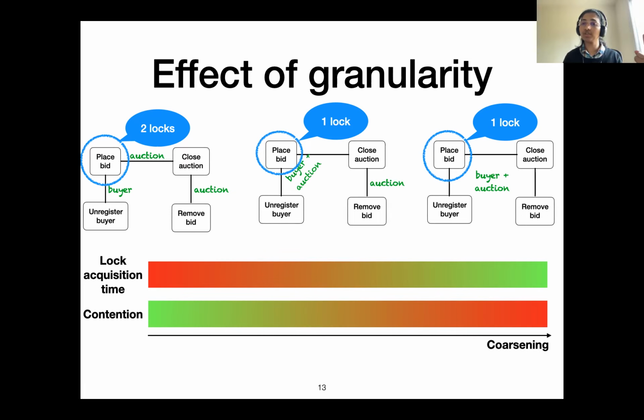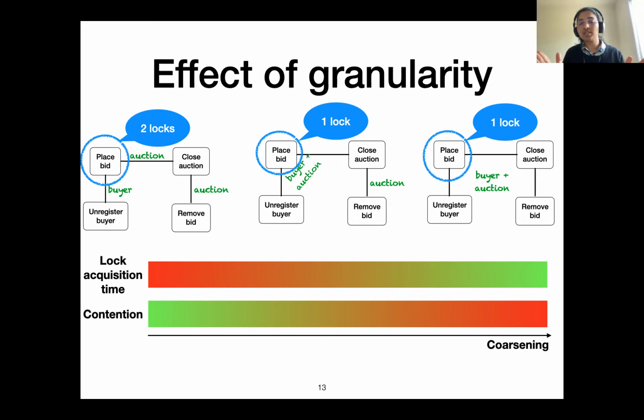And since we already saw that place bid is the most frequent operation, acquiring 2 locks increases the lock acquisition time. It has to sequentially acquire each lock. We can obviously try to parallelize it, but it might lead to deadlock. So the best approach is to sequentially acquire the first lock, and then once we are sure that we have acquired it, go and get the next one. So this increases the lock acquisition time, but this gives the lowest possible contention level in the system, because now the locks are not unnecessarily waiting for any other operation to complete.